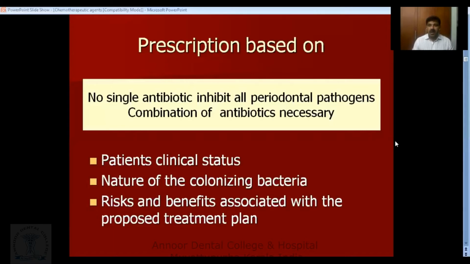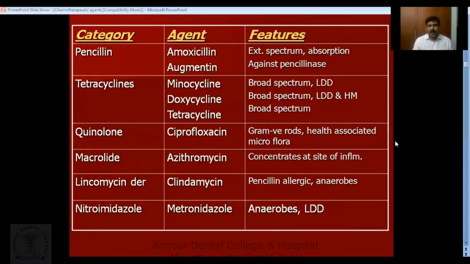What is the nature of the colonizing organism? Is it gram-positive bacteria, gram-negative bacteria, a motile bacteria, or a spirochete? And what are the risks and benefits associated with the proposed treatment plan? So when you incorporate all these into your clinical acumen, you prescribe a particular antibiotic that should be good for that particular patient. That is basically what you do.